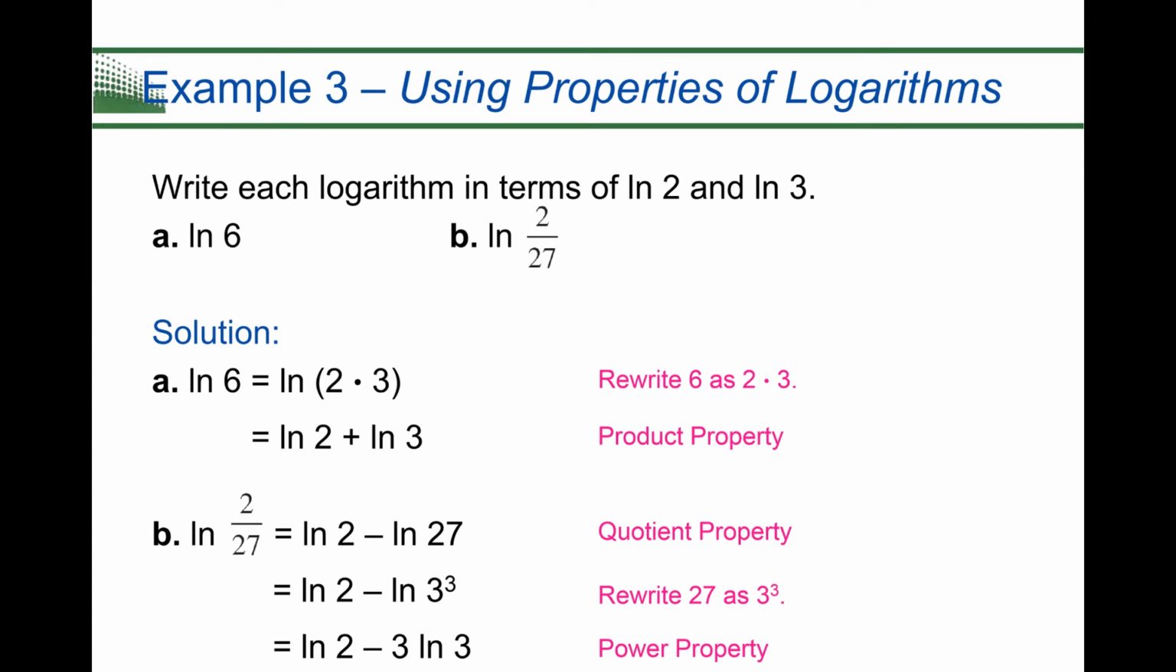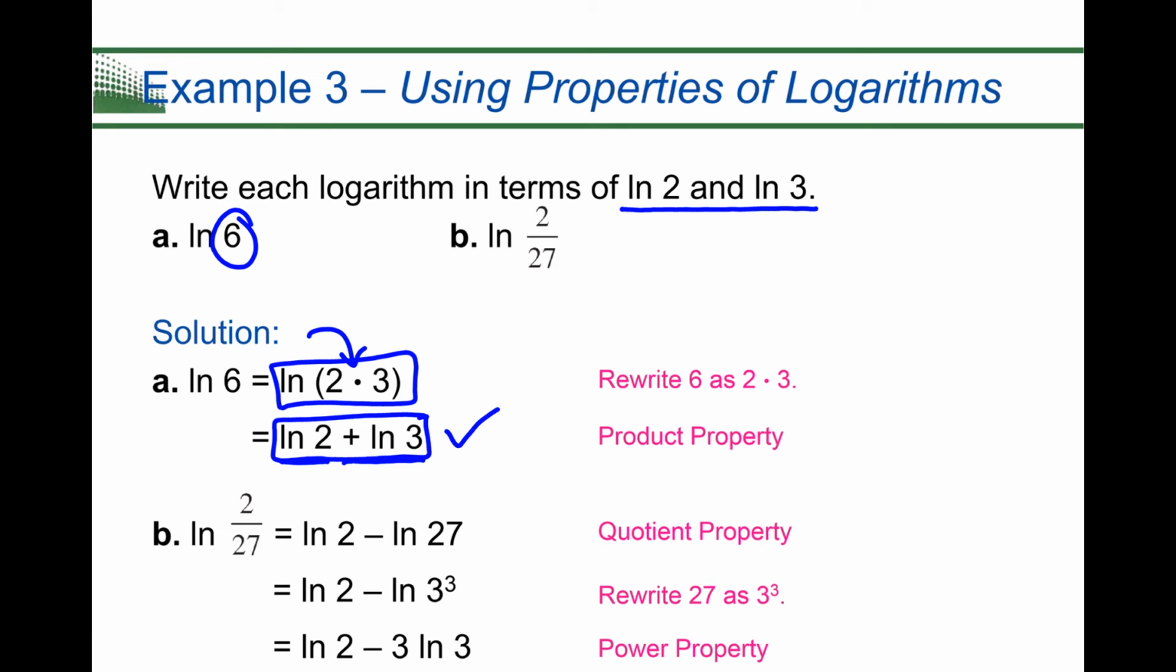For instance, it says write each logarithm in terms of ln 2 or ln 3. So we're going to expand it out and use what we can with it. So say for instance we take ln 6. Well, it says in terms of ln 2 and ln 3. First I'm going to try and get 6 in terms of 2 and 3. So ln of 2 times 3. Because there's multiplication between these two, I can separate it and write ln more than once: ln 2 plus ln 3.